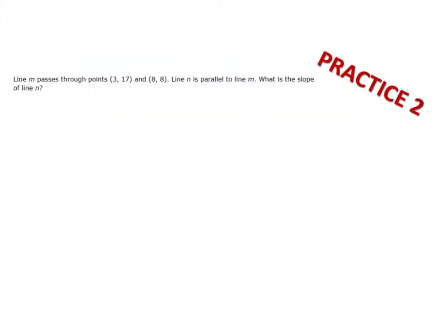Practice problem 2. Line M passes through points 3,17 and 8,8. Line N is parallel to line M. What is the slope of line N?